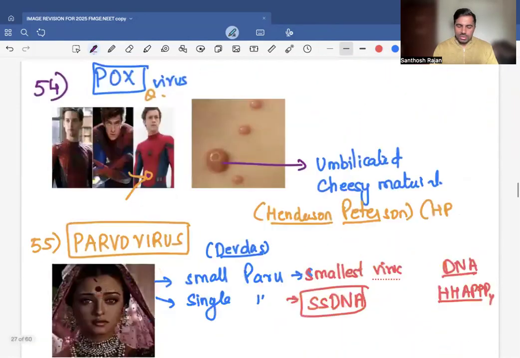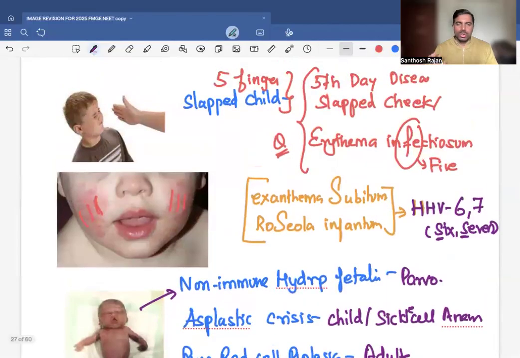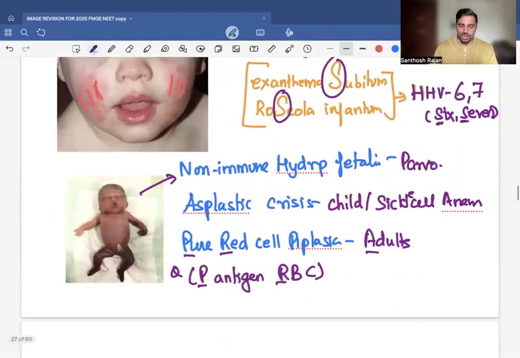This also can be asked. The baby looks very much similar to this only. The baby also will have the rashes. So remember this. These are a few questions. Yes, 6 and 7. Very easy, very, very simple.